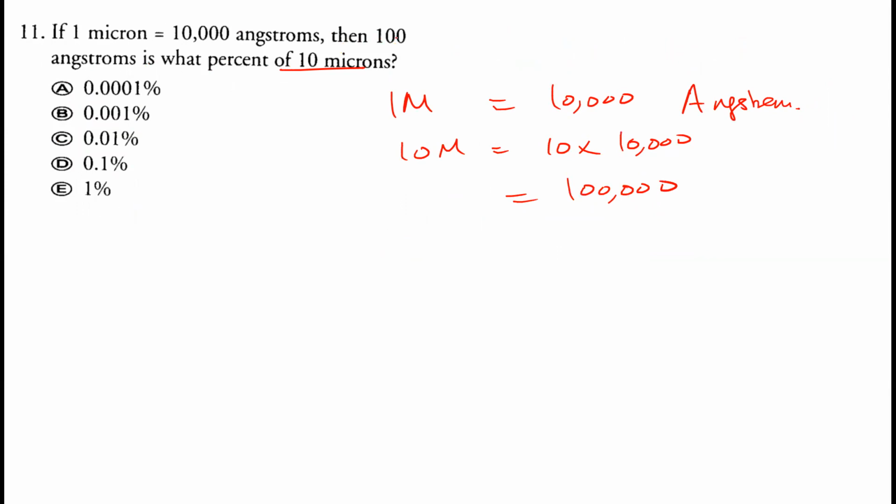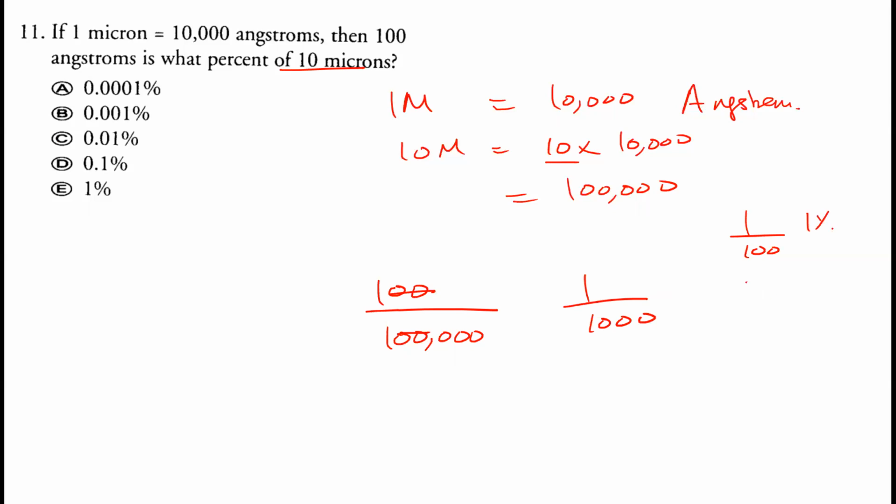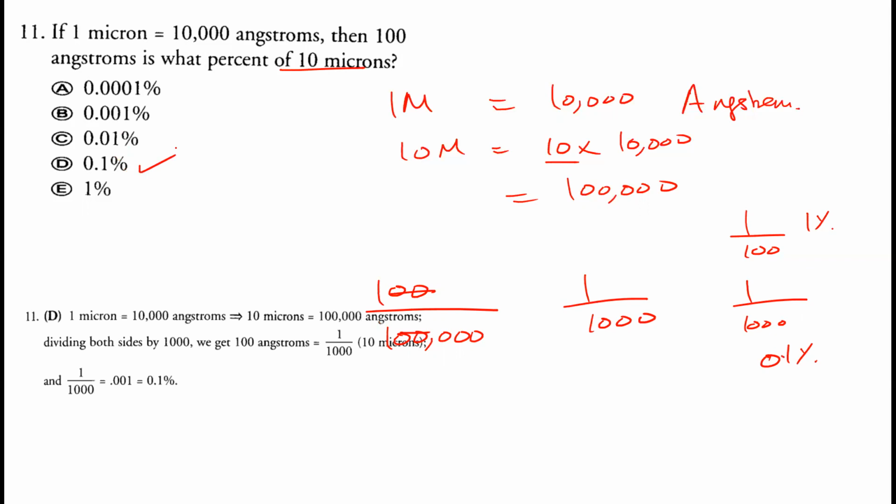Now 100 angstrom is what percent of 10 microns? So 100 angstroms would be divided by 100,000 angstroms. Why 100,000? Because in 10 microns there would be 10 multiplied by 10,000 angstroms. So this cancels out. So we have 1 divided by 1000. Now 1 divided by 100 is 1%. Now if we add one more zero, then this 1% divided by 10 would be 0.1%. So the correct answer would be D.